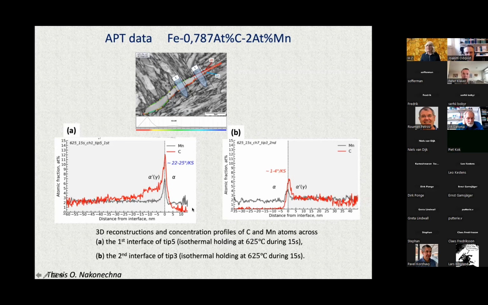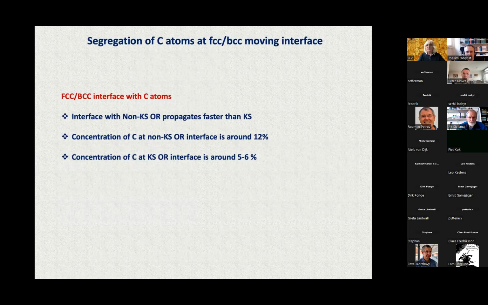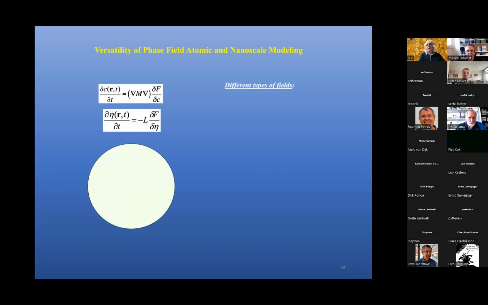Again, I say that our potential may not completely fit the real situation, but at least we can predict that the non-Kurdjumov-Sachs orientation relation will absorb a much higher concentration of carbon atoms. So this is the conclusion about the FCC-BCC interface with carbon. We can conclude that the interface with non-Kurdjumov-Sachs orientation relation propagates faster than Kurdjumov-Sachs. The concentration of carbon for non-Kurdjumov-Sachs is around 12, and for Kurdjumov-Sachs 5-6.